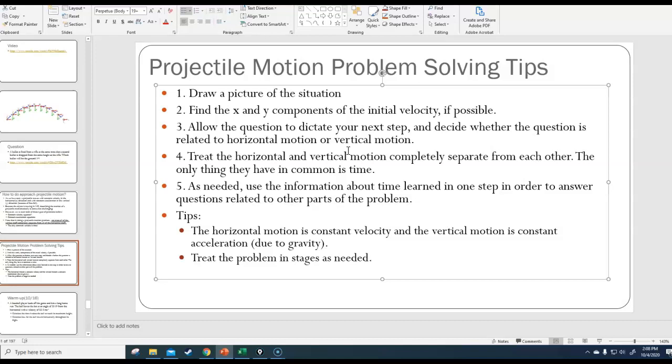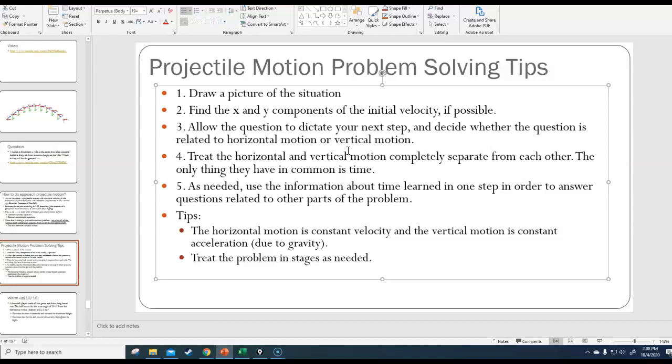Now, it says if possible. Sometimes that's the unknown. Sometimes you're asked to find the initial velocity vector, and then you would have to work backwards to do so. But most of the time in a projectile problem, you're given enough information to find ux and uy.